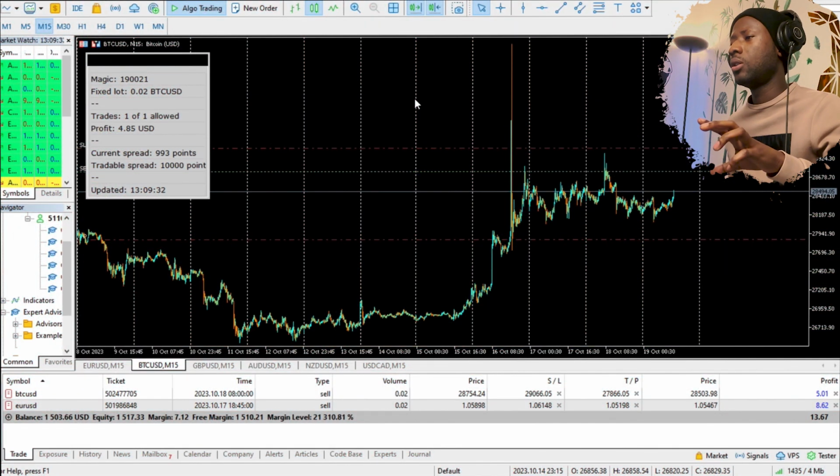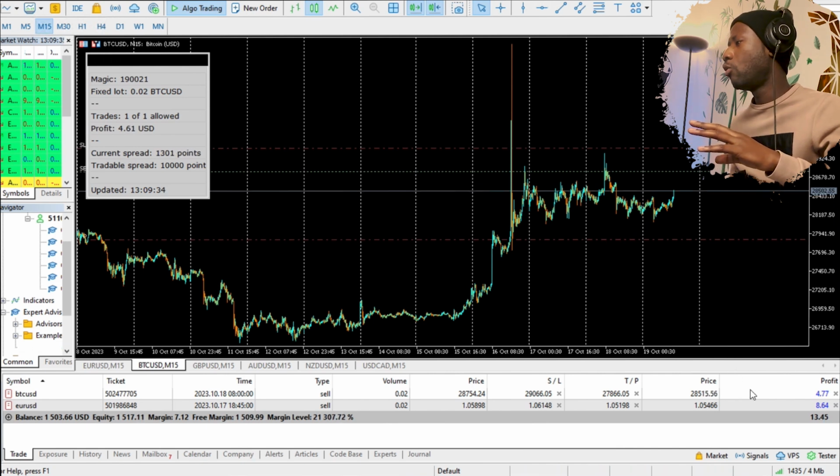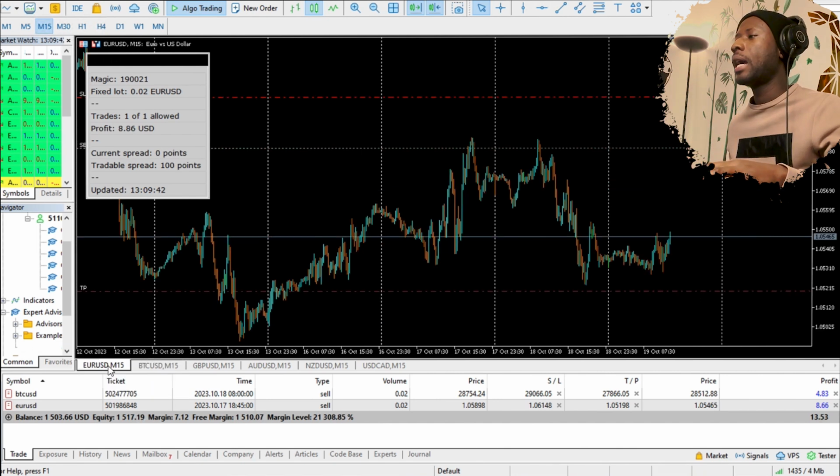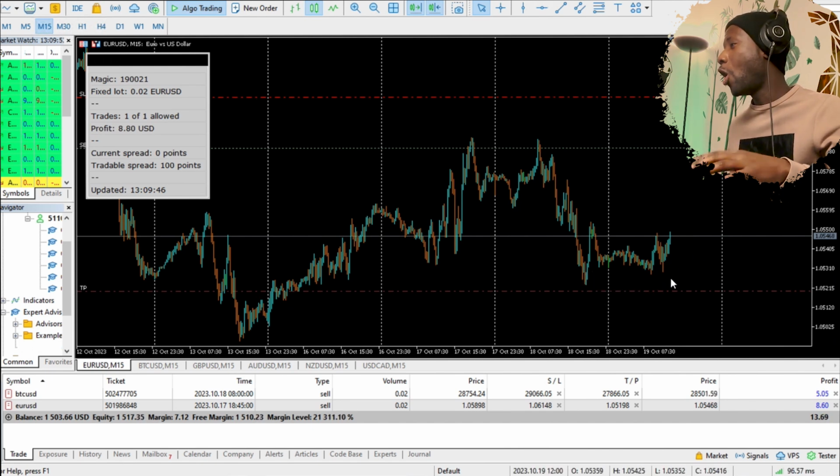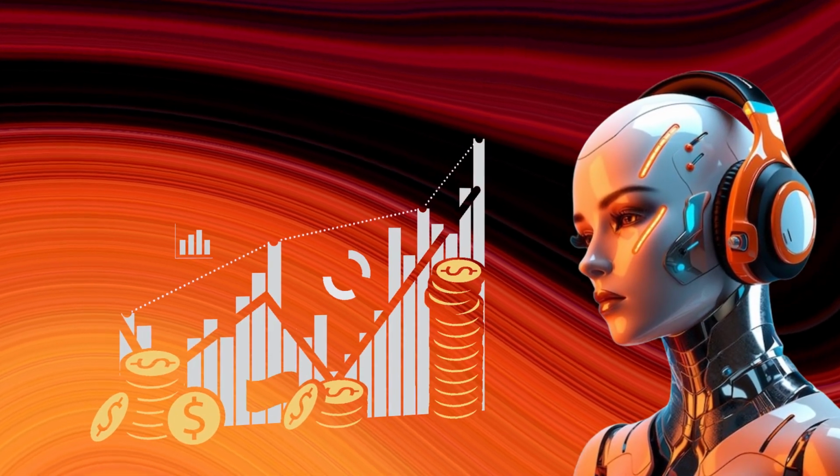Okay, let's sign in. So guys, this is one of my favorite robots trading right now, and you can see the robot has taken a trade on Bitcoin, and we are in profit right now. It has also taken a trade on Euro USD, and we were almost about to hit take profit. So robots can trade for you and they can make profit for you, but it's all about, can you understand the robot? Can you set the robot in a way that it will become profitable?